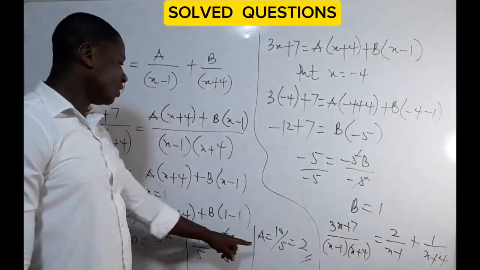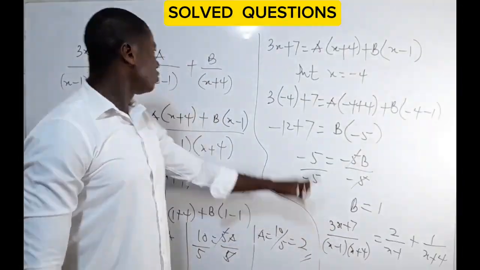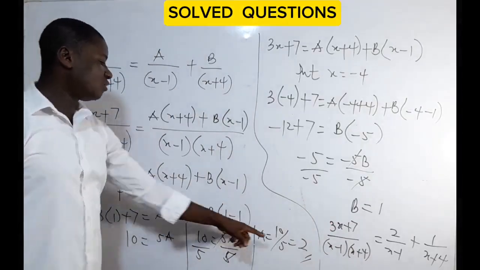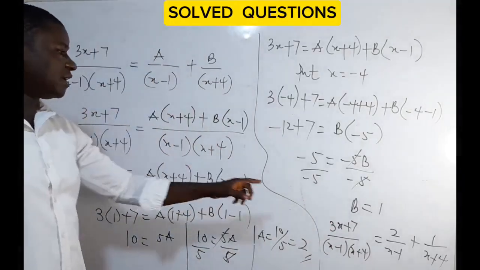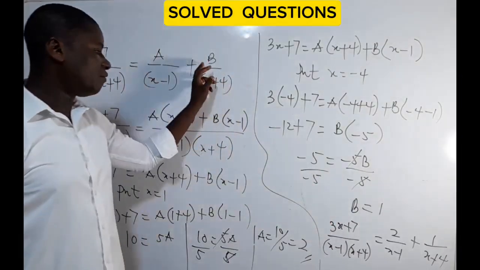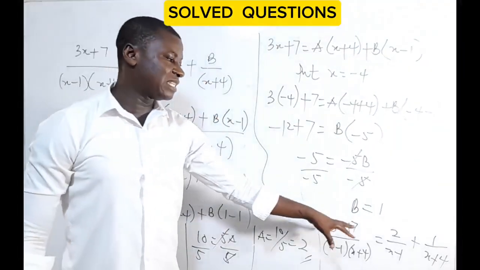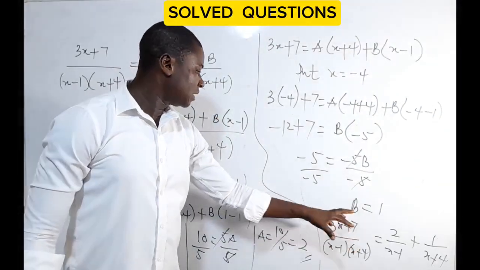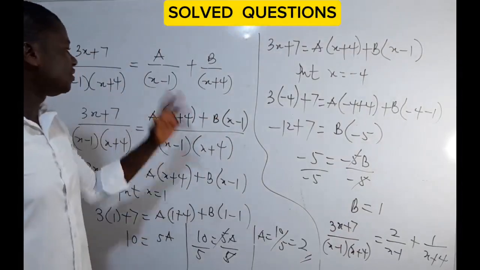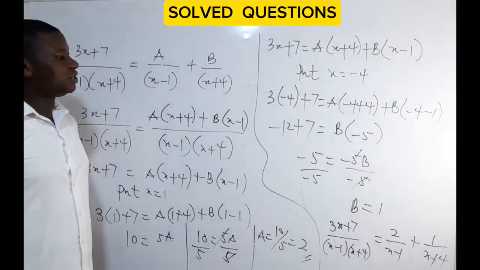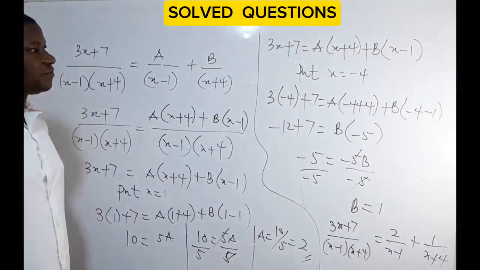After solving for your A and B, make sure you take them back. Wherever you see A, you put the value of A, that is 2 over there. Wherever you see B, you put the value 1 over there. This is what we call the partial fraction. Take note of that, okay? So in general, that's how we solve this type of question, where the denominator has linear factors.